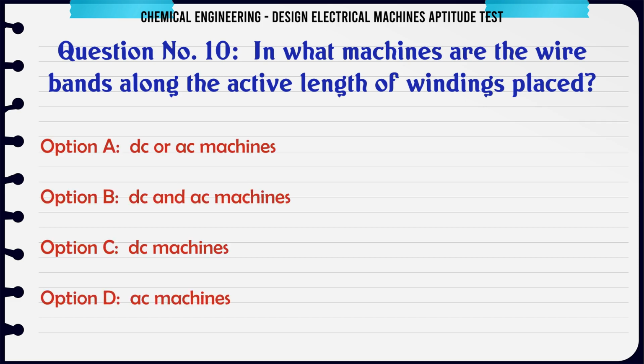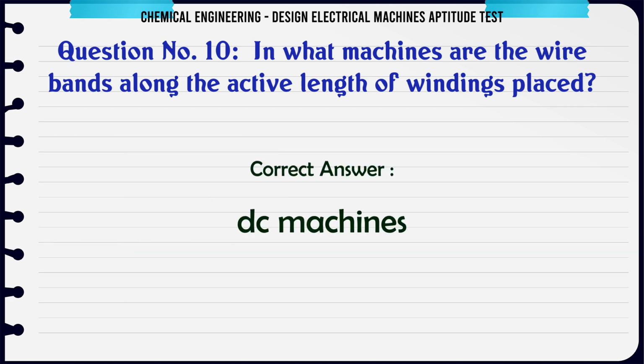In what machines are the wire bands along the active length of windings placed? A. DC or AC machines. B. DC and AC machines. C. DC machines. D. AC machines. The correct answer is DC machines.